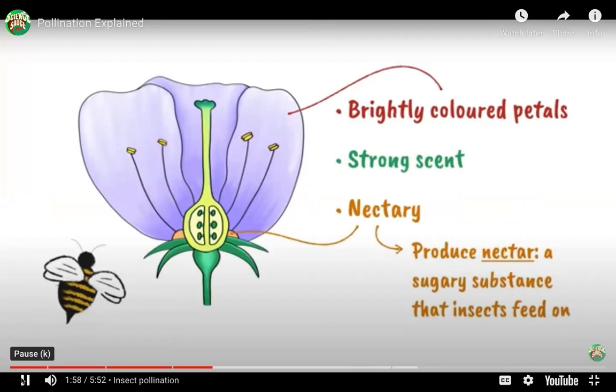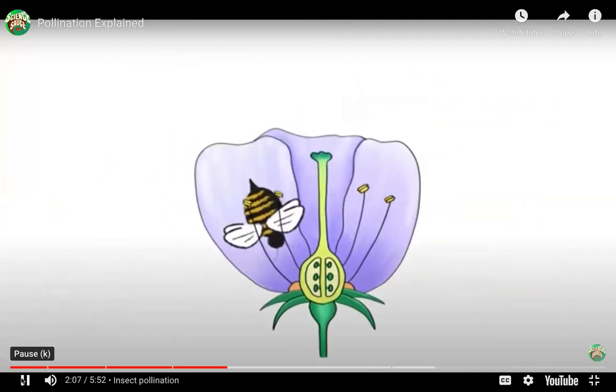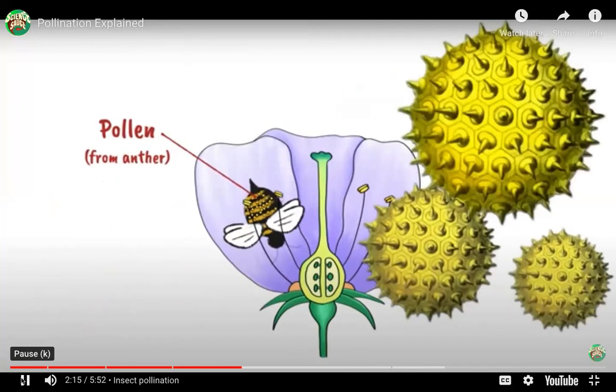Notice that the nectary is located far below the anthers where the pollen is produced. As an insect visits a flower to get its fill of nectar, it can't avoid getting pollen from the anthers trapped on its body. The pollen grains produced by insect-pollinated flowers tend to be sticky or spiky, so it's really easy for them to cling to an insect's body.